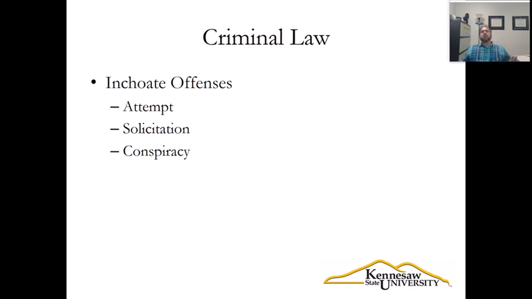So some other types of offenses that are kind of interesting to think about are these things called inchoate offenses. And these are things related to attempt, solicitation, and conspiracy. You've probably heard of people being charged with attempted murder, or solicitation of prostitution, or conspiracy to commit murder. These things don't actually require that you actually commit the offense. You just have to have attempted to do so, or solicited, or conspired.